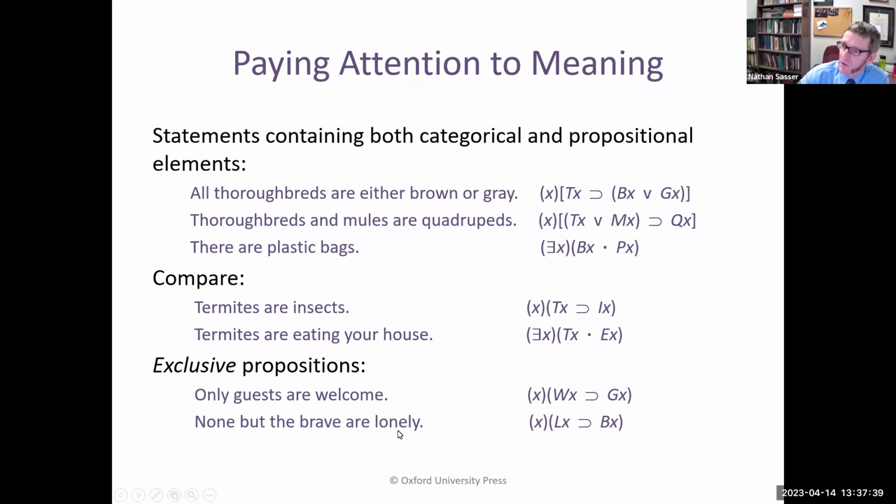Or the same idea when we say none but the brave are lonely. What we're saying is only the brave are lonely. That is, bravery is a necessary condition of loneliness. That is, if you are lonely, you must be brave. For all x's, if they're lonely, then they're brave. Even though it may not seem that way in the natural language sentence, you've got to think about meaning.